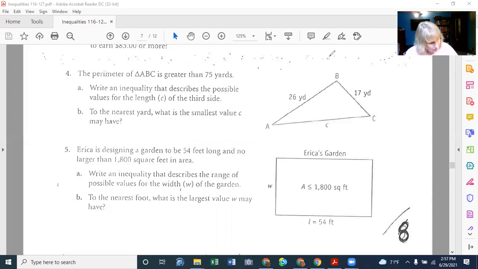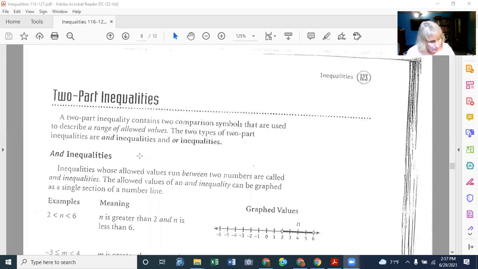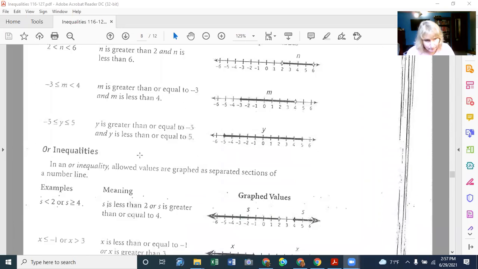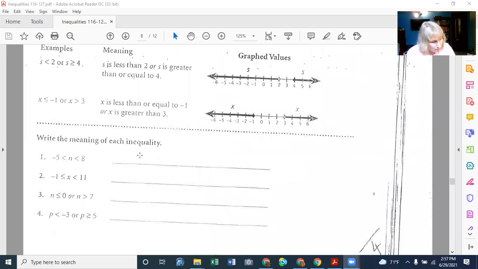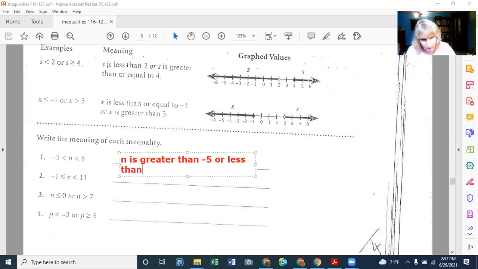Okay. And then I want to do page 123. Two-part inequalities, number 1. It's a little bit longer video, but this is a longer packet. So let's see how you would write number 1. So you look at the letter in between. So you're going to say that N is greater than -5 and less than 8. That's how you would read that.